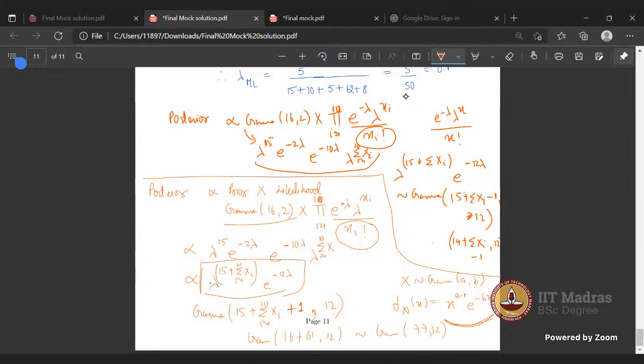So all the problems you have to use the same method, like prior times likelihood. Just write the prior and likelihood properly and decide what distribution it is. They're quite difficult. Once you find the distribution, it's easy. Hope this doesn't come in the exam. This problem will definitely not come in the exam, but something similar to this might come.